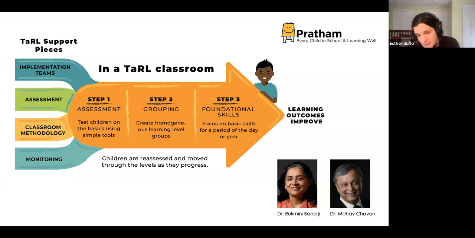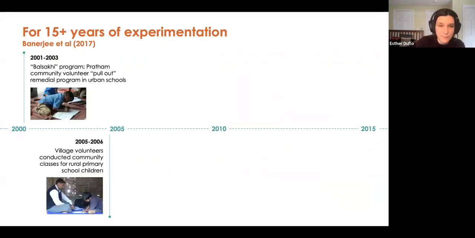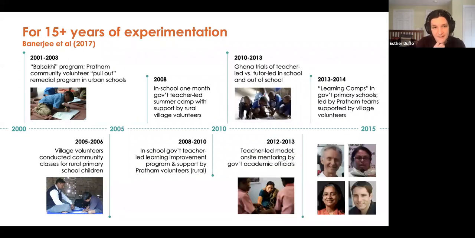This is a program that was the brainchild of Pratham, which was created by Dr. Madhav Chavan, quickly joined by Dr. Rukmini Banerjee, initially with UNICEF funding in Bombay, and then moving to now serving millions of children all over the country and seemingly in the rest of the world as well. Pratham has long been a partner of J-PAL and my group. So we've had a chance to evaluate, using randomized evaluation, several iterations of the Pratham model.